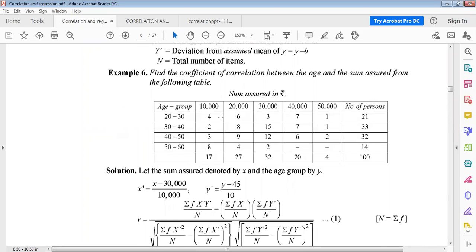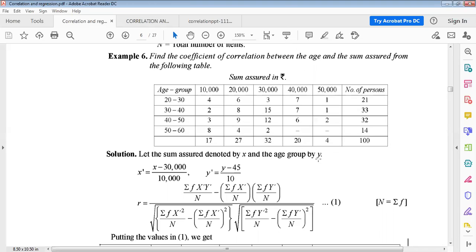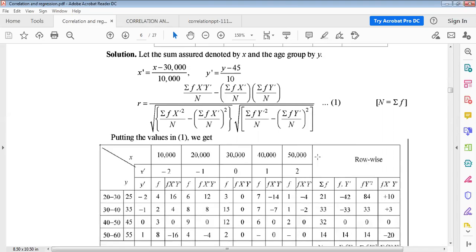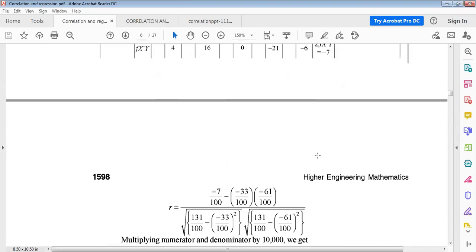Actually, these are the numbers of persons. The total is 21, total 33, and actually the total number of persons is 100. So what will n equal? Do you know?